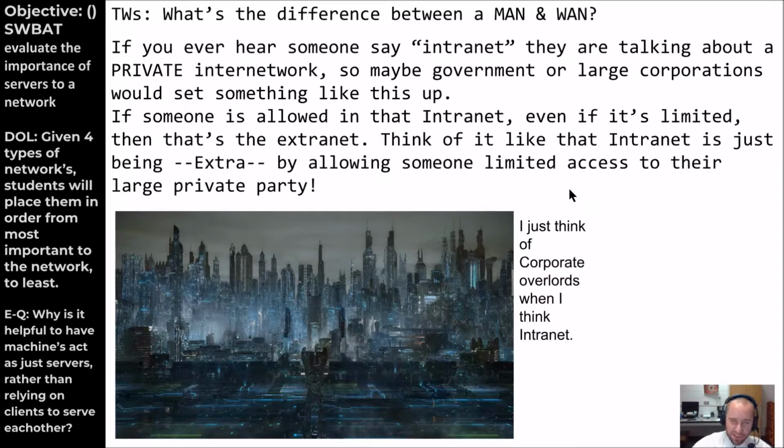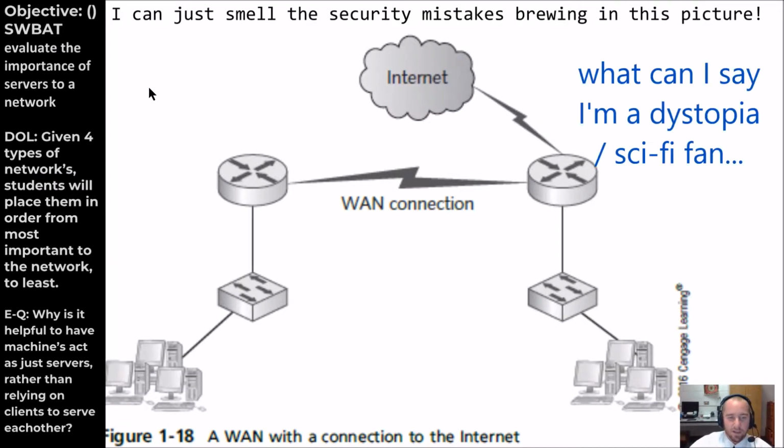When I hear these words, I just think of the big corporate overlords on their private networks, conspiring against the common man there. So here's a nice diagram to kind of visualize that.